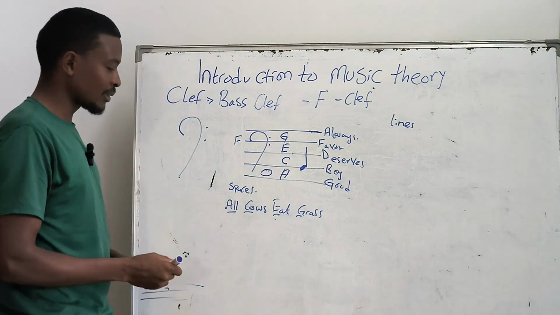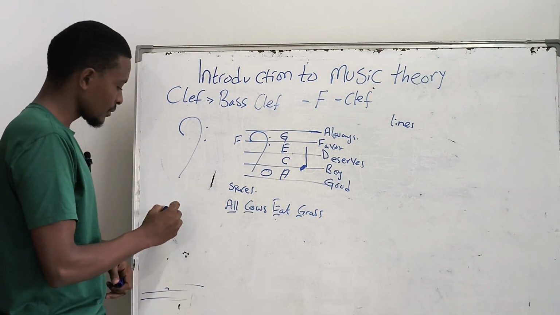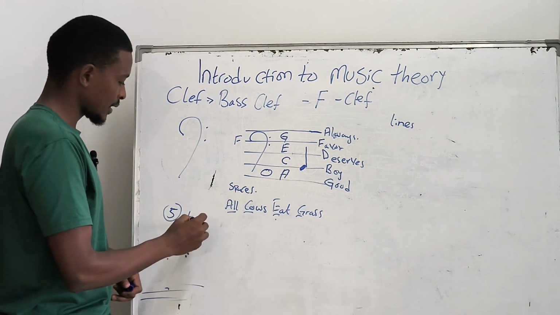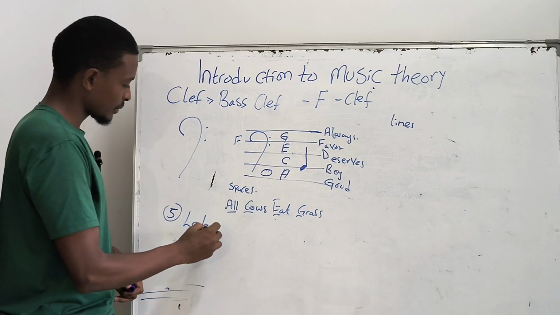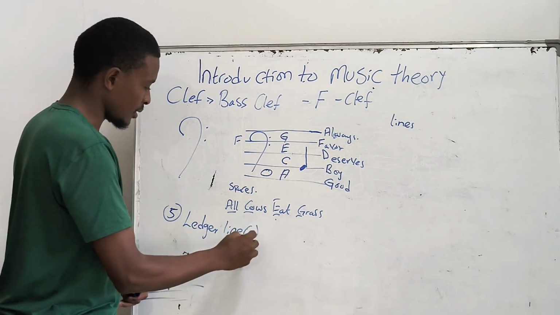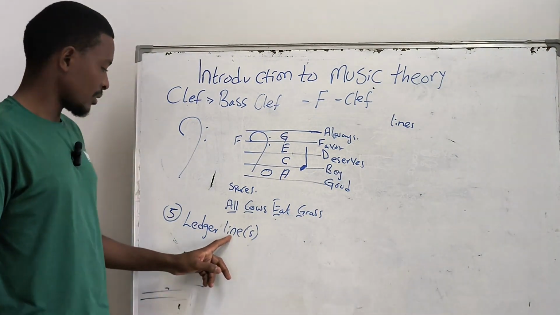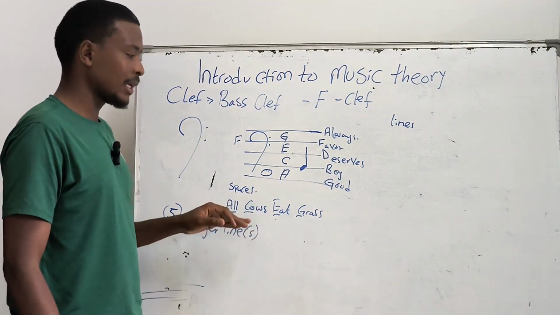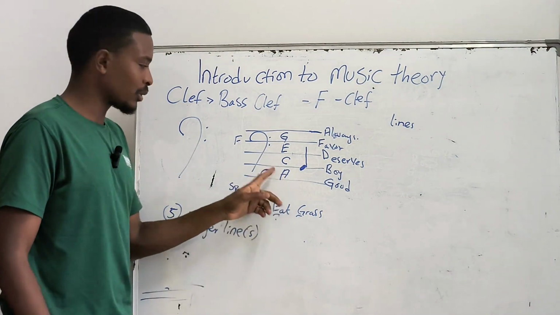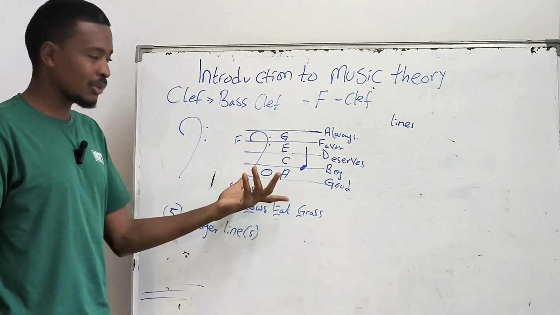Now we go to the next property, which is number 5, ledger line or lines. What is a ledger line? If you want to write your notes above or below the staff, what do you do?